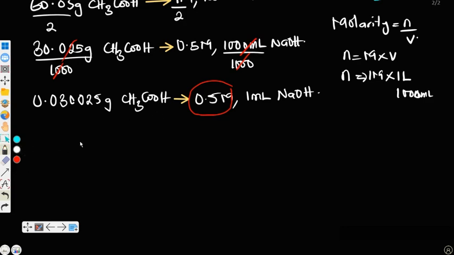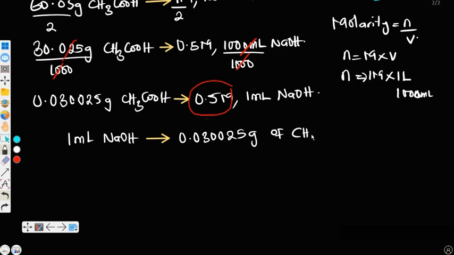Now you can decide to write this and just say 1 ml of sodium hydroxide will react with 0.030025 gram of acetic acid. That's your milli equivalent. This is your milli equivalent. You are now going to write this and say this is the milli equivalent. Are you getting it now? 1 ml of sodium hydroxide of 0.5 molar concentration. That is what you use for your titration.